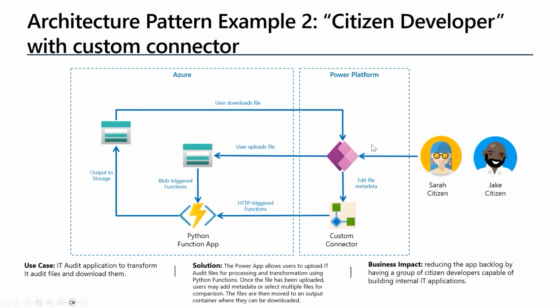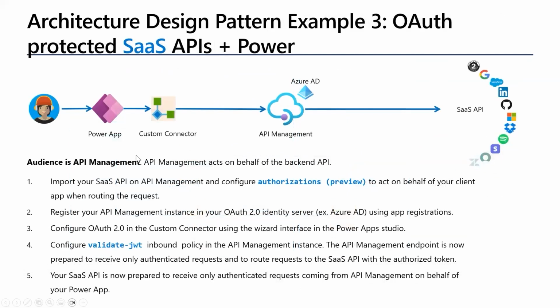Let's look at an additional citizen developer scenario, but this time it's not just sitting all within the Power Platform. Maybe this is a scenario where the citizen developer works with a more pro developer and creates a custom connector that invokes a Python function that exists in Azure. This is still a relatively simple build, but you notice that it's extending beyond just the Power Platform itself. There are other situations where you might have a Power App that sits on a custom connector that utilizes API management to go out to additional SaaS APIs.